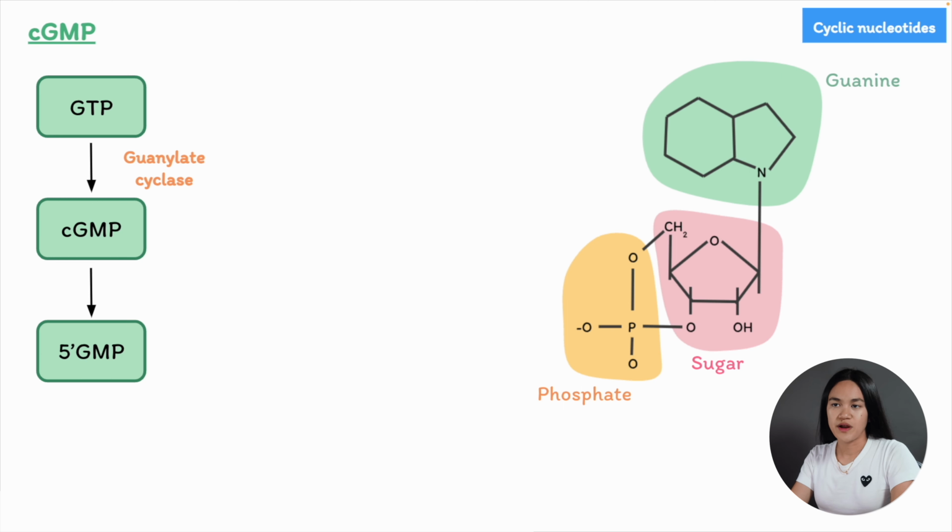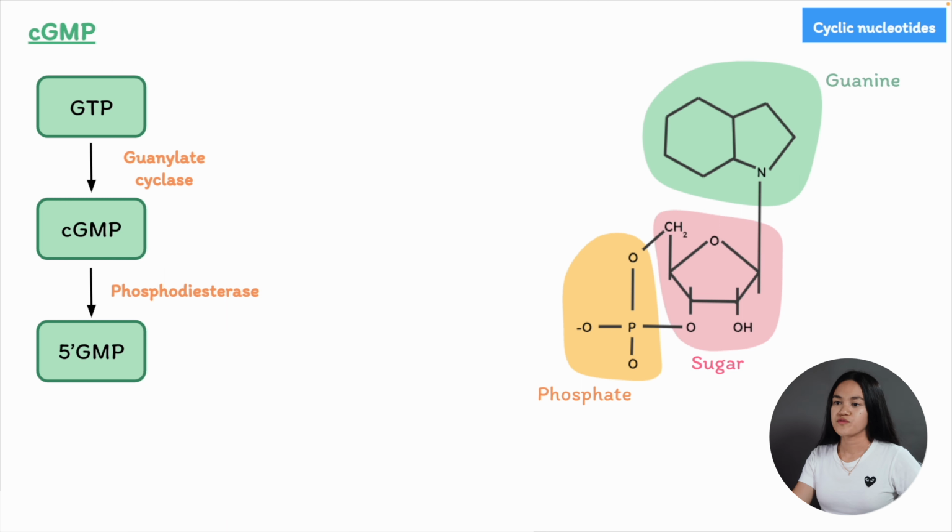The enzyme that breaks down cyclic GMP is phosphodiesterase. So basically what happens with this breakdown is that the cyclic phosphate bond gets broken. Keep in mind that our body has different versions of phosphodiesterase, each with specific tasks. For now, let's just remember the basics. Cyclic GMP starts from GTP and ends as guanosine monophosphate, and enzymes like guanylate cyclase and phosphodiesterase make it all happen.